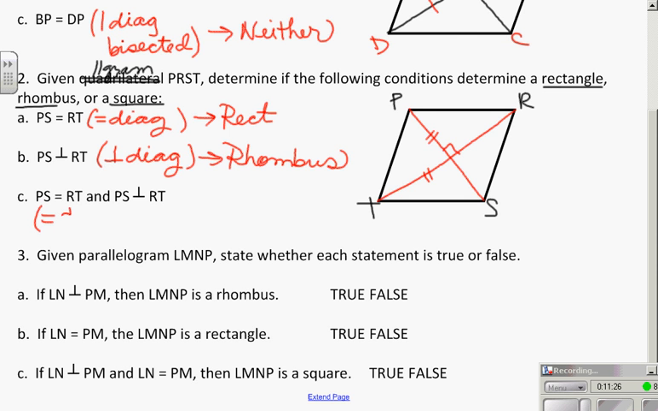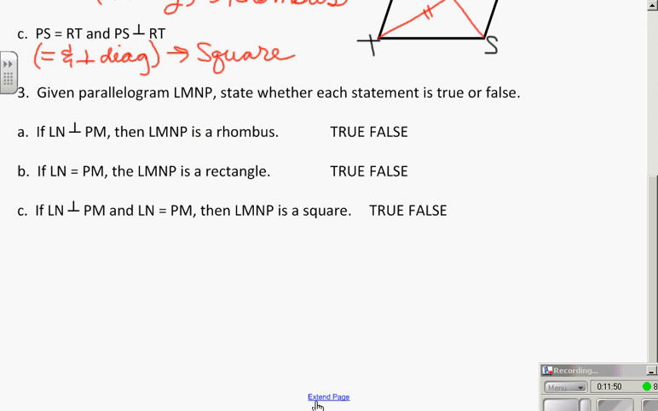And if both criteria are true, equal diagonals and perpendicular, our most specific figure with the most criteria is our square. And so you just need to evaluate what is the given information, which one of the criteria does it meet for naming one of our figures.